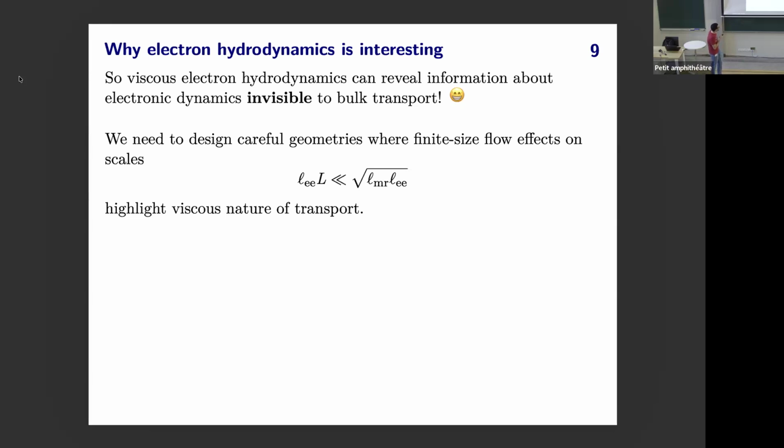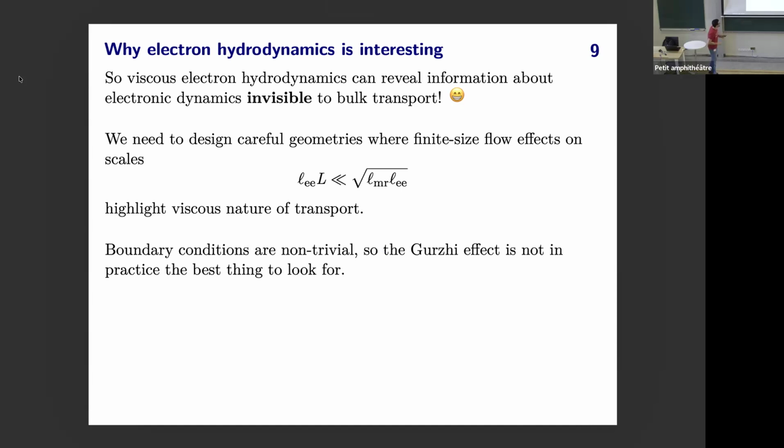But to see it, you do have to be careful and design... sorry, there's a typo, there shouldn't be L_ee on the left-hand side. But as we just discussed, to see this hydrodynamic regime, the easiest thing to do is to design some sort of geometry that has some structure on a length scale that's small compared to this so-called Gurzhi length, the square root of L_MR times L_ee. And then understanding the discrepancy between observed transport patterns versus the ones predicted from Ohm's law can be a very powerful way to access these previously invisible scattering rates.